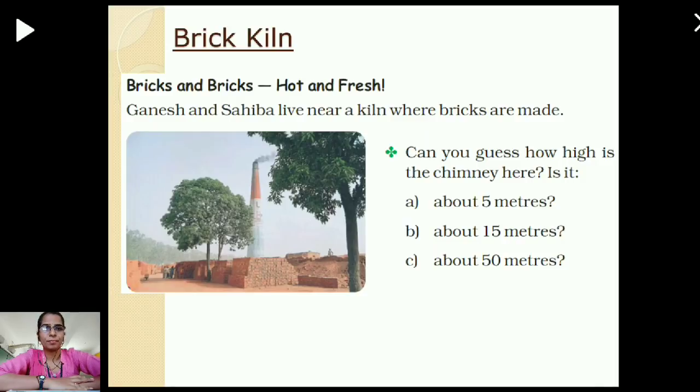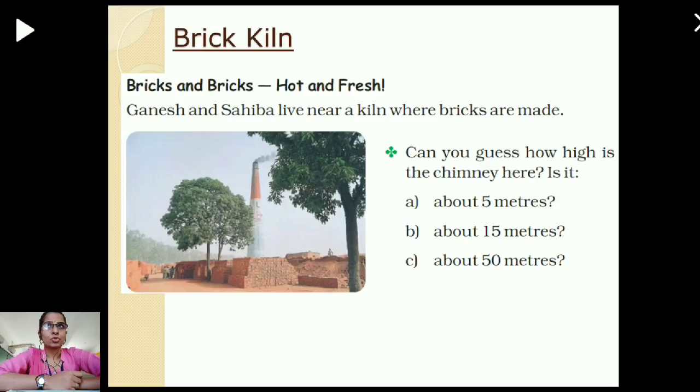We need to find out how these bricks are being made. Here is a picture of a brick kiln where Ganesh and Saiba were living nearby, and they saw how the bricks were being made. Near the kiln there was a chimney. Where else have you seen such chimneys? Yes, most of the time we see such chimneys near factories.